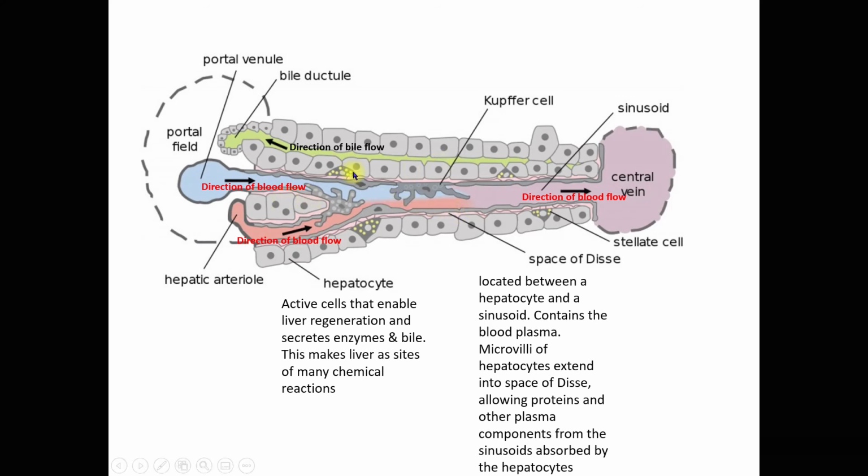Remember, nutrients from the small intestine will enter the liver through this portal vein. So the blood and the nutrients from this portal vein will enter this sinusoid. So from the sinusoid, those nutrients will be absorbed by these hepatocytes, as well as any harmful substances and pathogens.